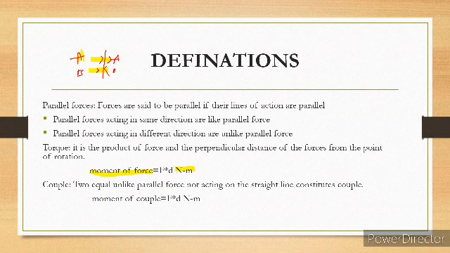Couple means two equal, unlike parallel forces not acting on a straight line. Moment of couple is equal to F into D. This is the same as the moment of force. Moment of force and moment of couple have the same formula and the same SI unit. The only difference is in the definitions. Here the two forces you apply are equal, but they are unlike parallel forces, meaning they act in different directions.